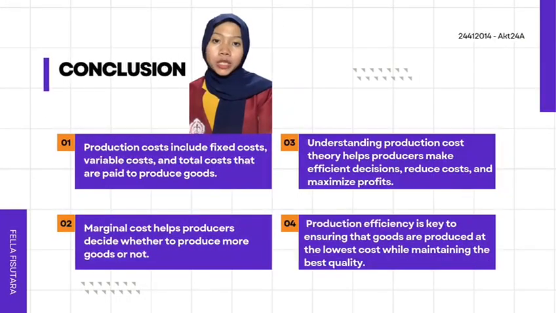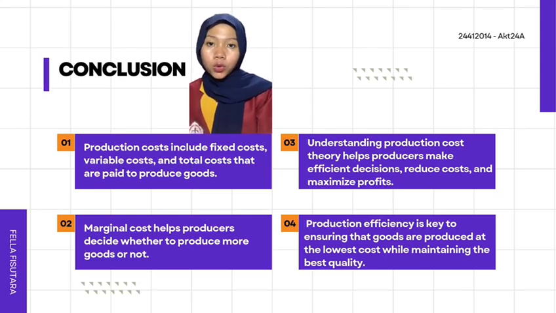Conclusion: production costs include fixed costs, variable costs, and total costs that are paid to produce goods. Marginal costs help producers decide whether to produce more goods or not. Understanding production cost theory helps producers make efficient decisions, reduce costs, and maximize profit. Production efficiency is key to ensuring that goods are produced at the lowest cost while maintaining the best quality.